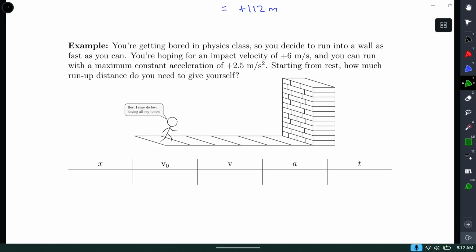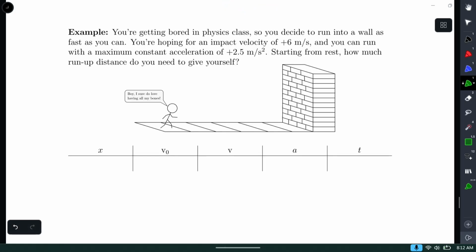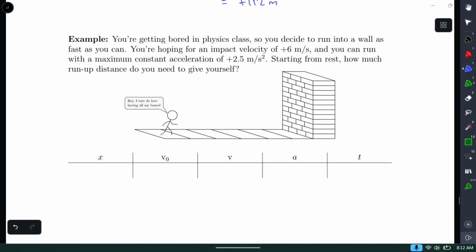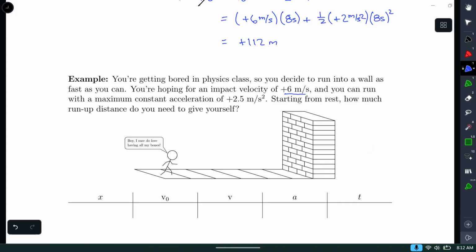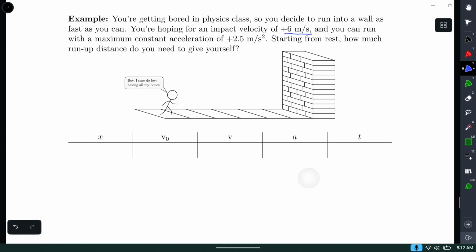Reasonable. You're hoping for an impact velocity of 6 meters per second. So what variable is that telling us about? Which of these down here? The velocity in the middle? Yeah, so your final velocity. And this is a confusion I see pop up a lot. Just remember this is saying at time 0. So v at time 0, that's your initial velocity. This is your final velocity. Anyway, yes, it is your final velocity.